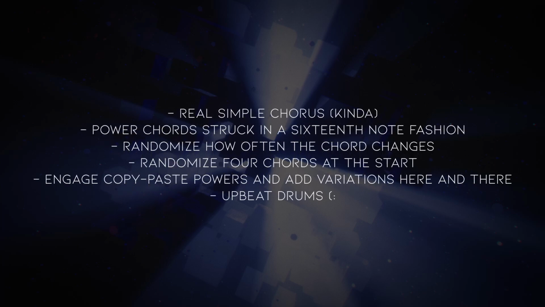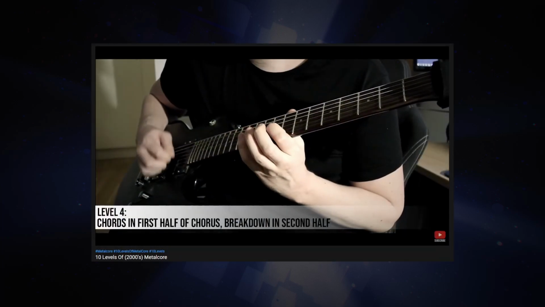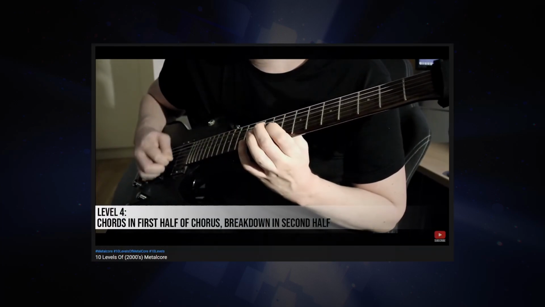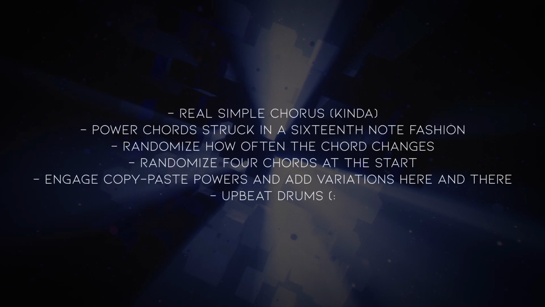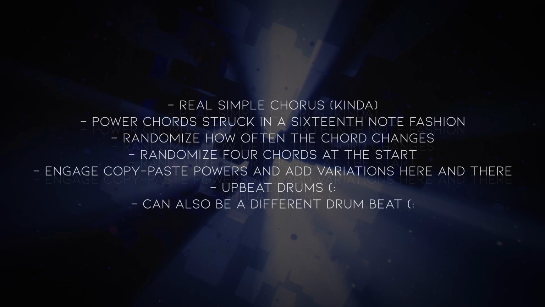And for the drums, let's go with a traditional upbeat drum beat, kind of similar to this part in my 10 levels of metalcore video. So the snare is always on the upbeat, with some form of cymbal every 8th note. The kicks can play in the empty spaces where there are no snare, with a small chance of it generating a double kick at the space right in front of the snare. And let's throw in a chance of it overlaying another drum beat as well, with the snare on the third and kicks syncopated with the rhythm guitar. So let's listen to what that might sound like real quick.